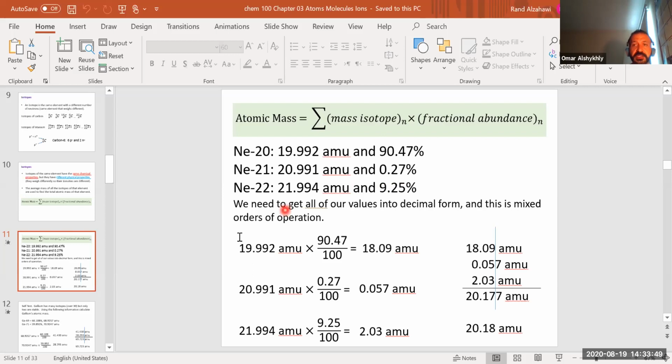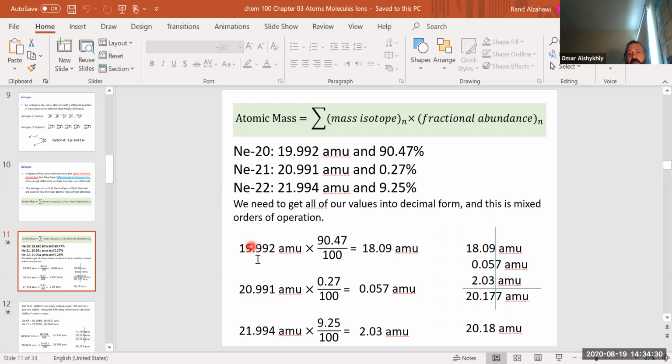Now be careful, guys. In some questions, they don't give you this 19.99 atomic mass units, for example. They just give you Ne20, Ne21, and Ne22 with the percentages. In that case, if you don't have the exact mass, you will use these masses. So for Ne20, I will use the mass of 20, which is very close to this mass, 19.992. If you don't have the 21 mass, which is 20.991, use the 21, it is fine. But if they give it to you, no, use these exact masses. So here they give it to me, so I will use it.